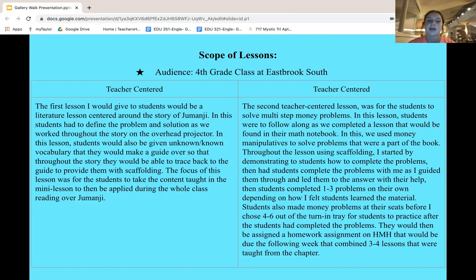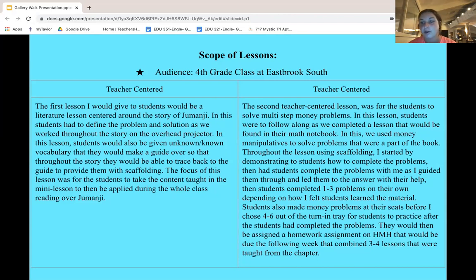By the end of the lesson, students were able to apply directly what they learned in the mini lesson on their own and complete the rest of the story as we were reading it on the workbook paper. The second teacher-centered lesson was for students to solve multi-step money problems.